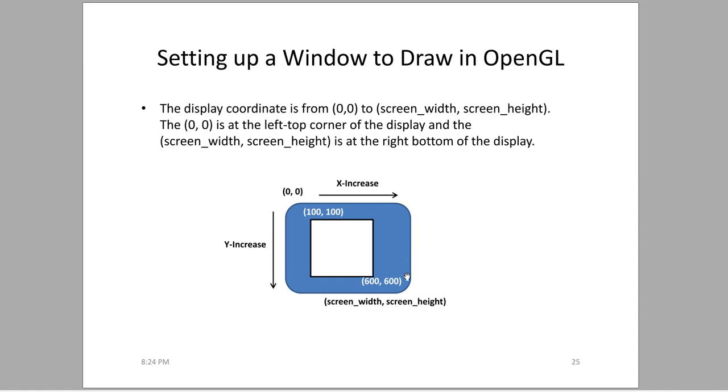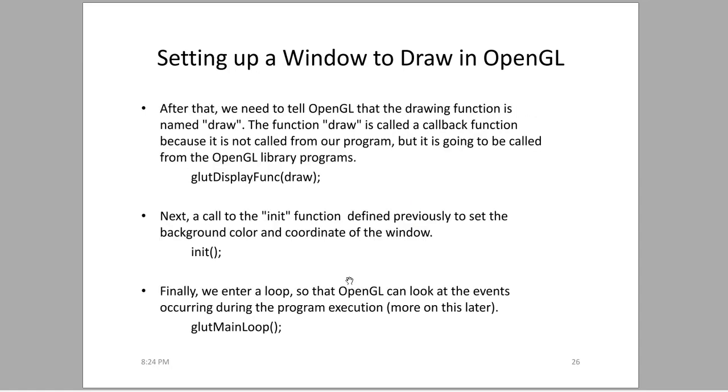So your monitor is this, the blue one, and this one in the middle, at the position 100 100, is our window. Okay, so it starts from 0 0. 100 means move 100 in this direction and move 100 in the down direction, and 600 by 600 is the size of the window. So that is the system.